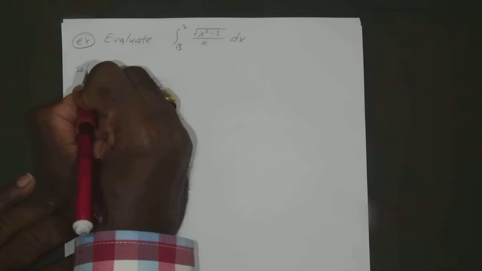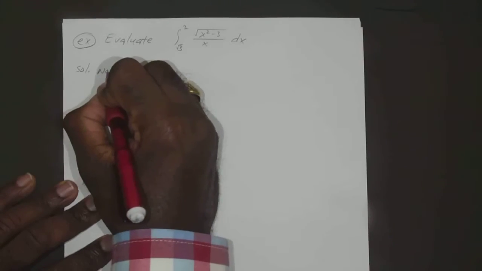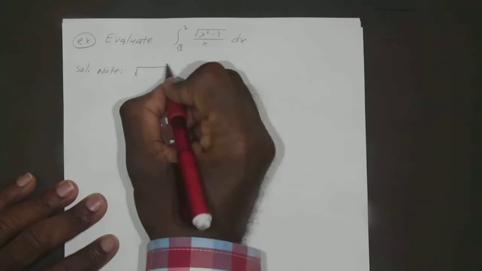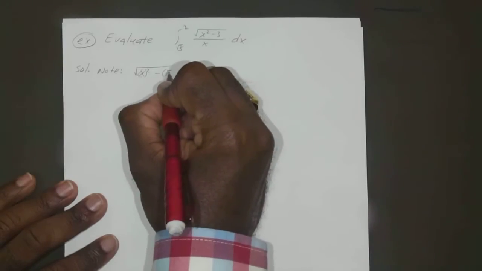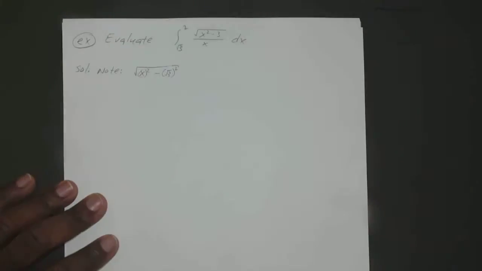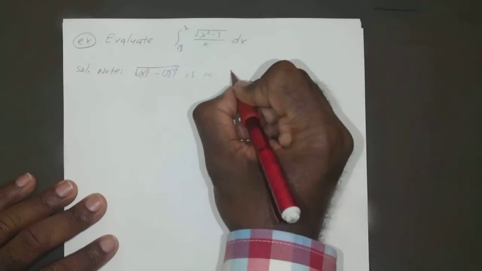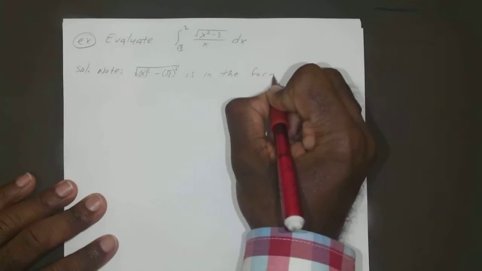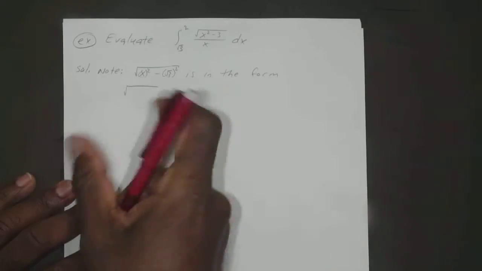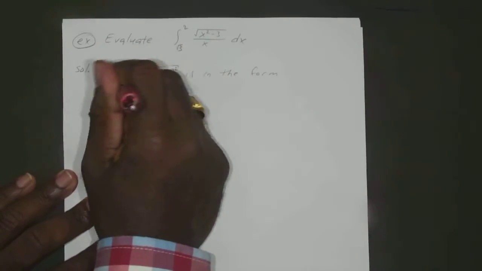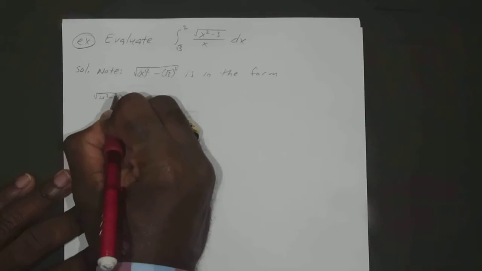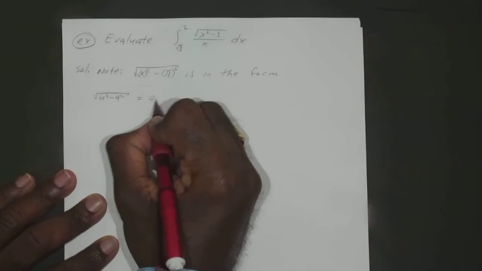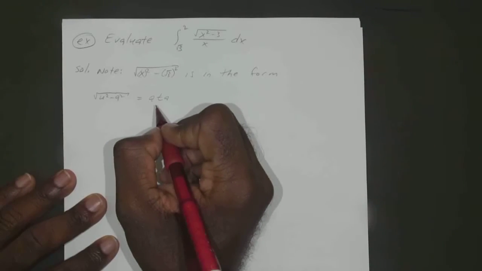All right, so let's start on this one. The first thing we want to notice is that square root of x squared minus 3, since that's just 3, it's not a perfect square, but we can make it square root of 3 squared, which is in the form square root of u squared minus a squared, which we know is equal to a secant theta.